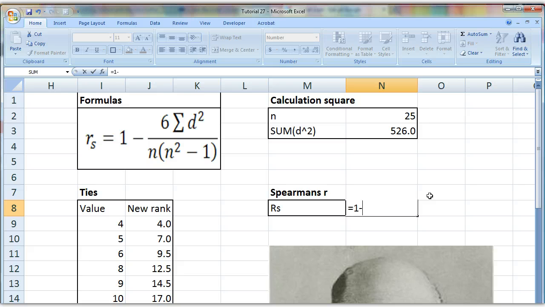And let's start building our little formula here. So we go 1 minus. Let's put 2 parentheses. We don't need them, but I want to be extra clear about this. 6 multiplied the sum of our distances squared. Close the parentheses. Divided by n multiplied by n squared minus 1. And we close all of our parentheses there. So that's what the formula looks like. Let's hit enter. And as I guessed, we have a high correlation.